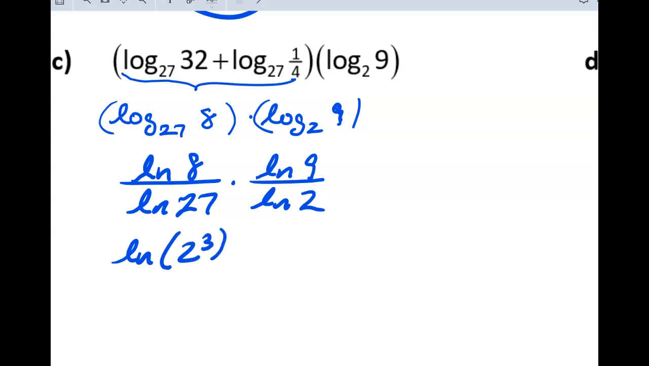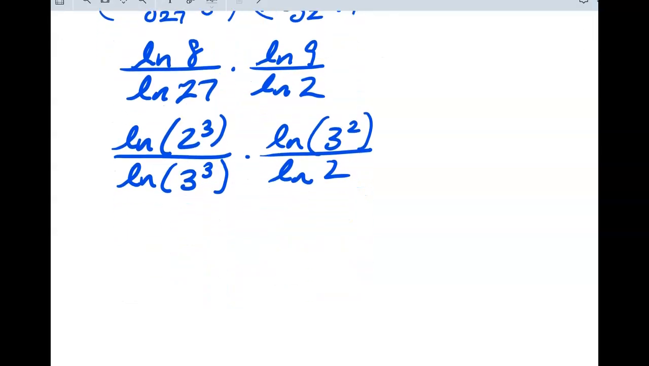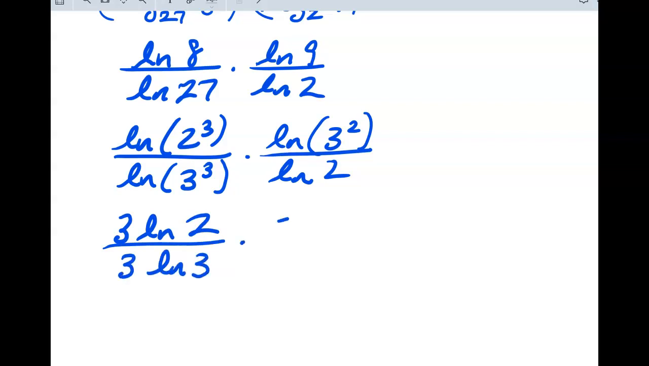8 is 2 cubed. 27 is 3 cubed. 9 is 3 squared. And 2 is a prime factor. So now let's use the power property. 3 natural log of 2 over 3 times the natural log of 3 times 2 times the natural log of 3 over the natural log of 2.